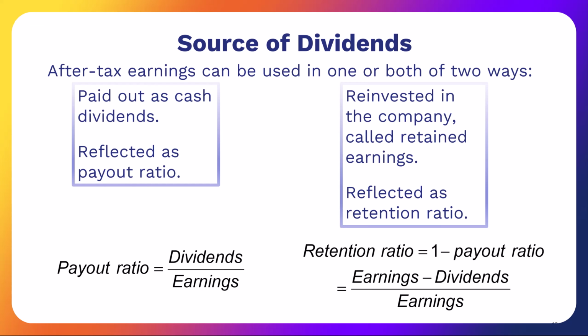So the net income of the company equals the dividend payout plus any amount reinvested, which we refer to as retained earnings. We frequently refer to these in percentage terms. The payout ratio is dividends divided by earnings, and the retained earnings portion is frequently referred to as the retention ratio. It's 1 minus the payout ratio.